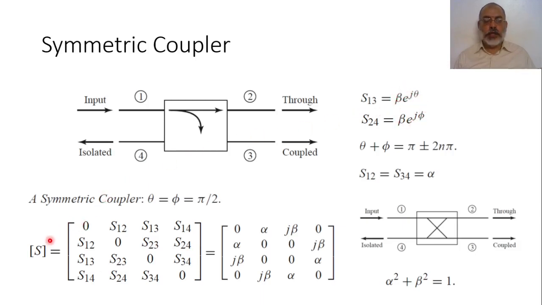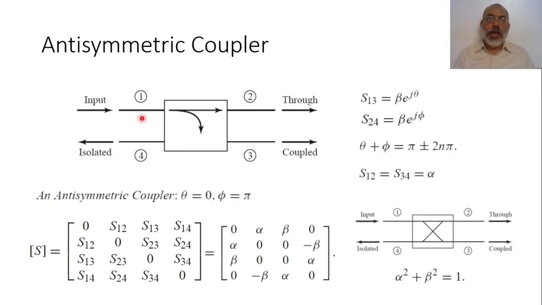So in this case, the scattering matrix for the symmetric coupler would be 0, which is S11, alpha, which is S12, S13 would be j beta, beta multiplied by e to the power j pi over 2, and S14 is 0. S12 equals S21, alpha, because it is reciprocal, S22 is 0, S23 is 0, and S24 equals j beta. And finally, S13 equals S31, S24 equals S42, and S34 is alpha, equals S43. So this is the scattering matrix for a symmetric coupler. So for the symmetric coupler, the value of theta equals the value of phi equals pi over 2.